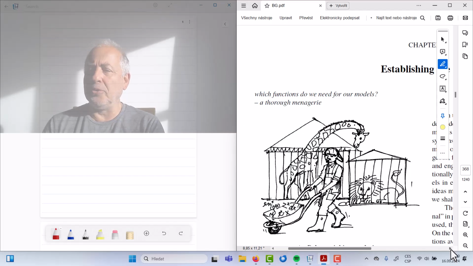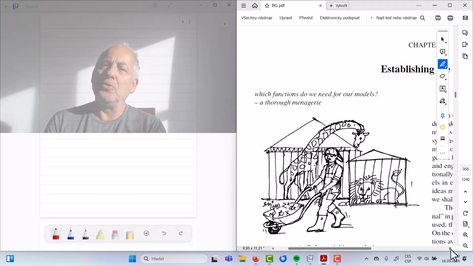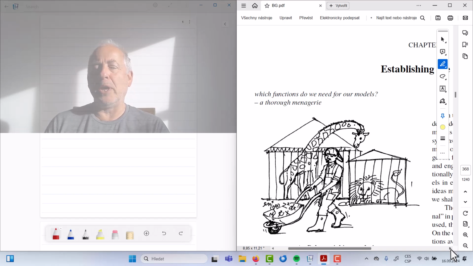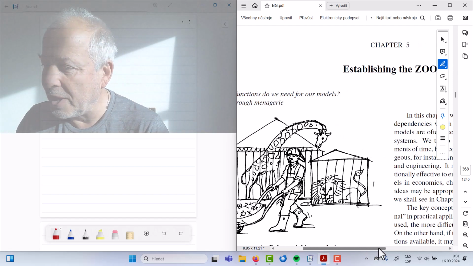Now we are jumping into the MDA 102 course, and we shall deal with the infinitesimal approach to the same thing as we are doing in the other one. So our first task will be to create a big enough space of functions to serve our purposes and to be able to build models. Therefore we are talking about establishing the zoo here.